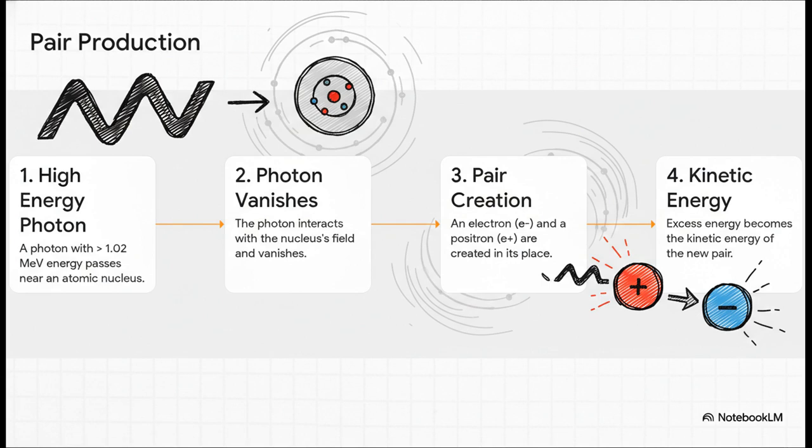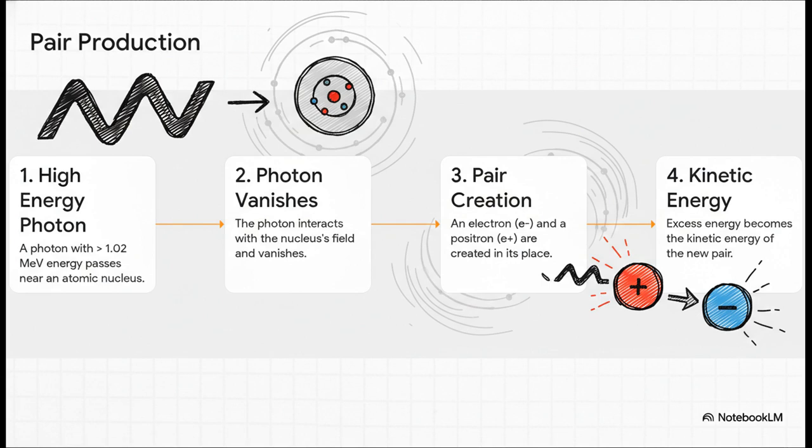But why that super-specific 1.02 MeV number? Well, you can think of it like this. If you want to create a particle from pure energy, you have to pay a mass tax. The energy it costs to create one electron from scratch is 0.51 MeV. And to create its antimatter twin, the positron, it also costs 0.51 MeV. So the absolute bare minimum energy you need to create the pair is 0.51 plus 0.51, which equals 1.02 MeV.